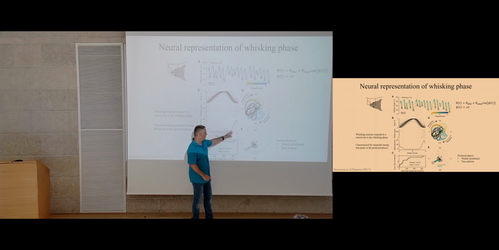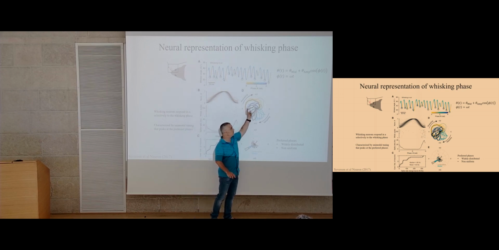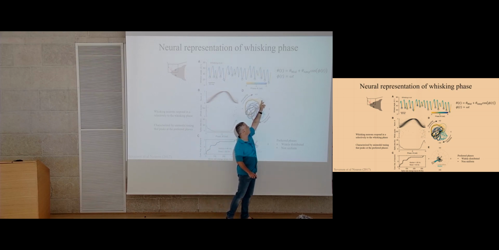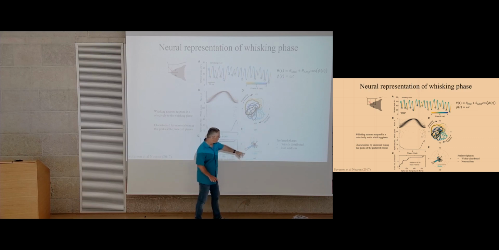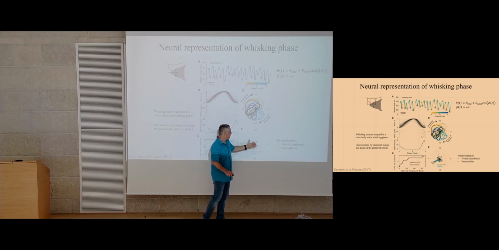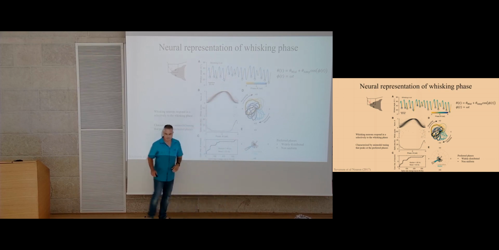And of course, as the phase is an angle, we can also look at the preferred tuning curve of this neuron in a polar plot, and you can see that this preferred phase of this neuron is around pi. But you can see there are other neurons with phases of around 60 and so on up to minus 30 degrees. So you can see the distribution of preferred phases is rather wide, but you can estimate that it's not uniform.